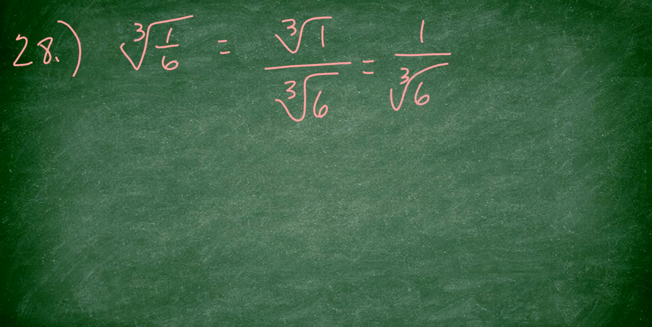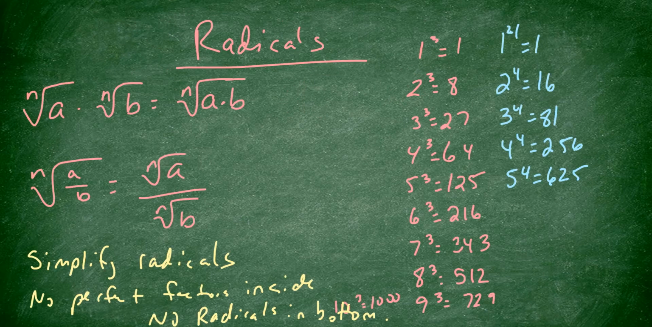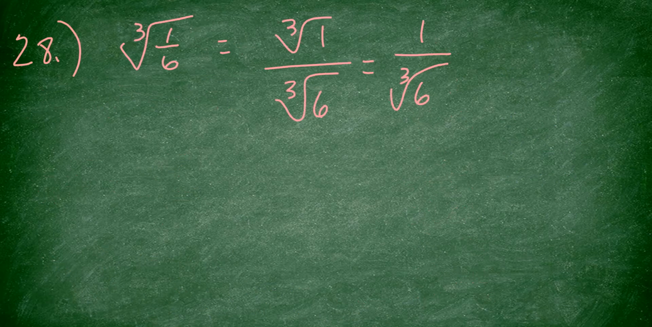Alright, so 28, I have the cube root of 16. Remember, I'm going to take the cube root to the top and the cube root to the bottom. The top works out nicely because 1 is always perfect, so it's just 1 over the cube root of 6. Now, there's a couple different ways to do this. You could go through this list right here and find out what number goes into 6, or you could just use 6 squared, because you need two more sixes to get 6 cubed. So I remember that's 6 to the first.